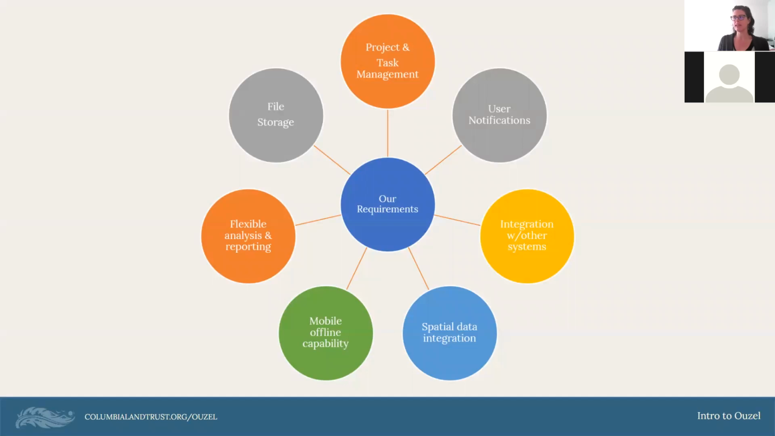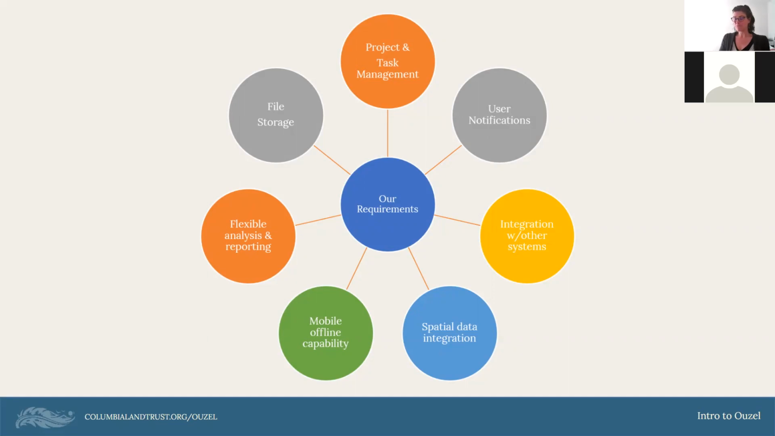But when you boil those things down, you can boil it down to these seven buckets. We needed something that would help us manage our tasks and projects, and provide a little bit of structure and guidance for staff. We needed to be able to store files. We were sick of having our monitoring photos in one place and the report in another, or again, searching for stuff all over the place. We needed spatial data integration, so we're not doing something in one place and then having to open ARC, or whatever you use for your mapping, to go do a spatial workflow. We want to bring those things together.